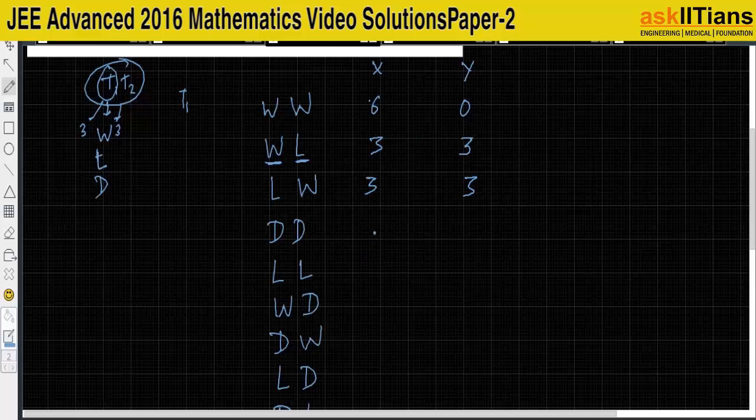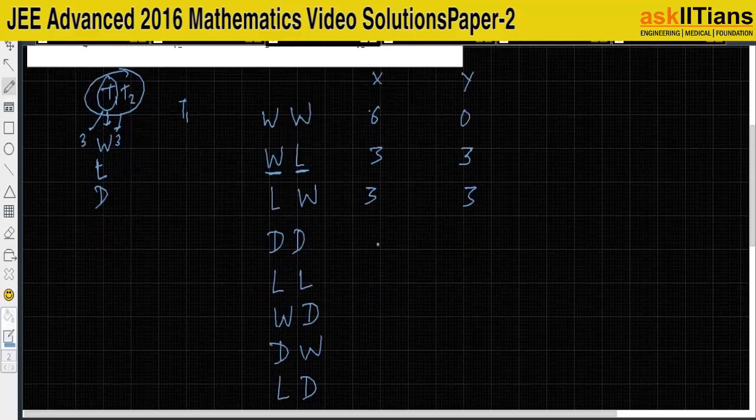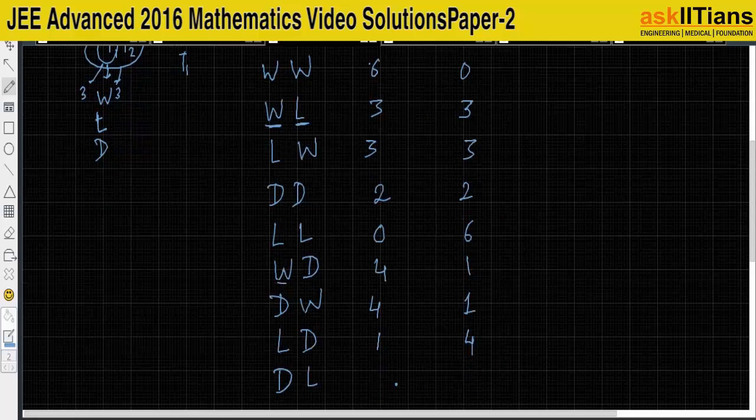If both are draws, T1 gets 1 point for a draw, so 1 plus 1 is 2, and here also 1 plus 1 is 2. If T1 loses both the matches, then the score of T1 is 0. That means T2 wins both the matches, so the score here is 6. If T1 wins the first match and the second is a draw, that's 3 plus 1, 4, and for the other team it's lose and draw, so 0 and 1, the score will be 1. Draw is 1, win is 3, so again this is 4 and this is 1. And for lose and draw, 0 and 1, so 1, and here it will be 4.